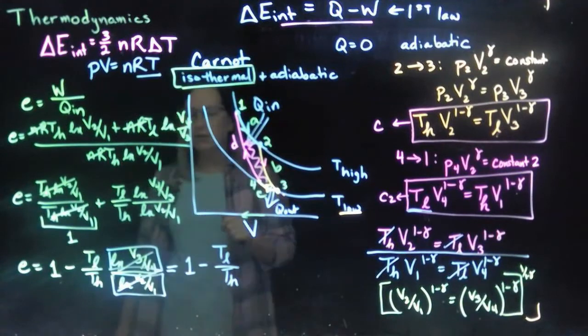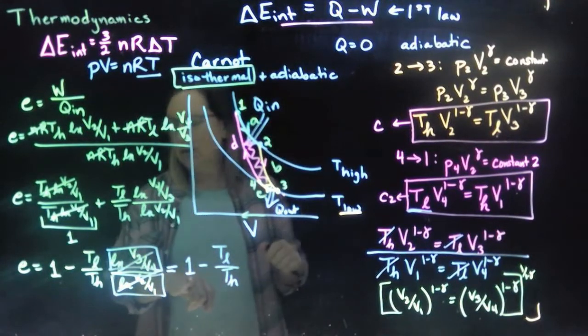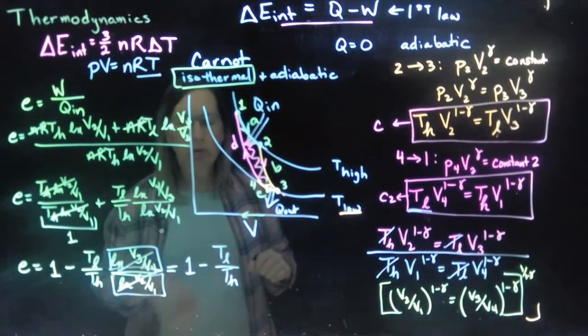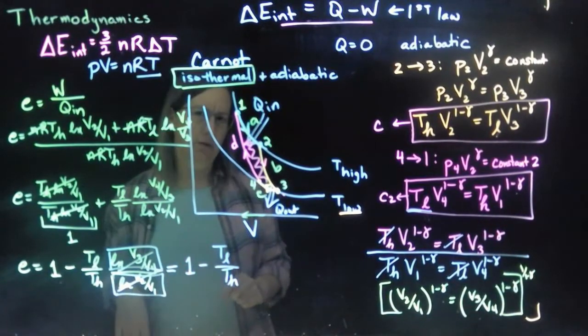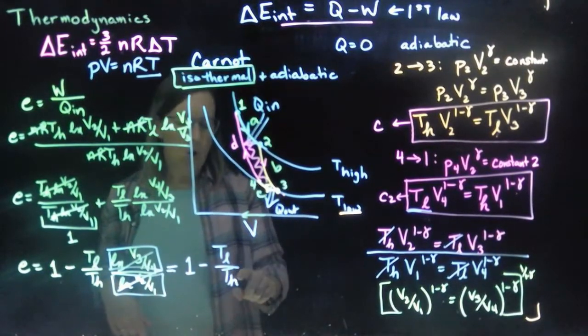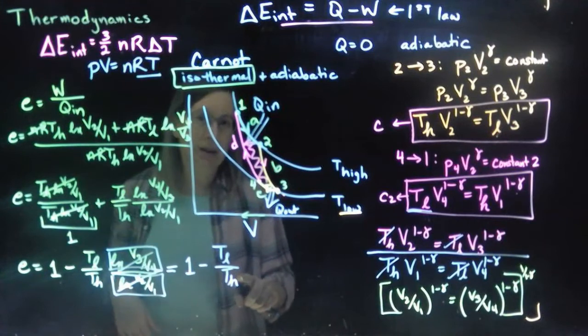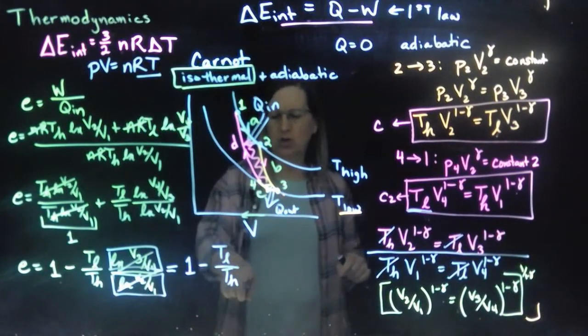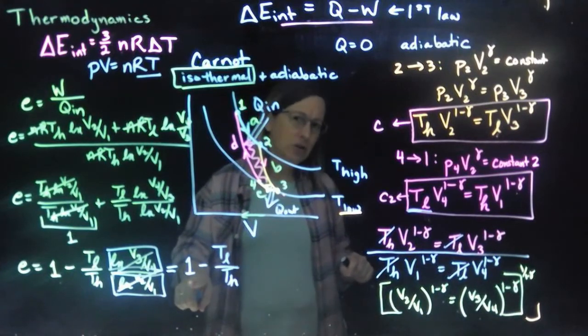Now we can start to see why we can't get an efficiency of 1. To get an efficiency of 1, I need my low temperature to be 0 Kelvin. But this says to get an efficiency of 1, I need absolute zero, or I need a high temperature that's infinitely high. Now we can get really high temperatures, but we can't get to infinity, which means that we can get efficiencies close to 1.